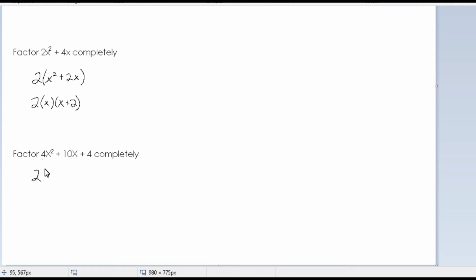So if a 2 comes out, we're left with 4 divided by 2, which is 2x squared. 10 divided by 2 is 5x. And this 4 divided by the 2 is 2. So what we're doing here is like the reverse of distributing. If I want to get back to the original equation, I could multiply this 2 here and here and here, and I would come back to the original equation.